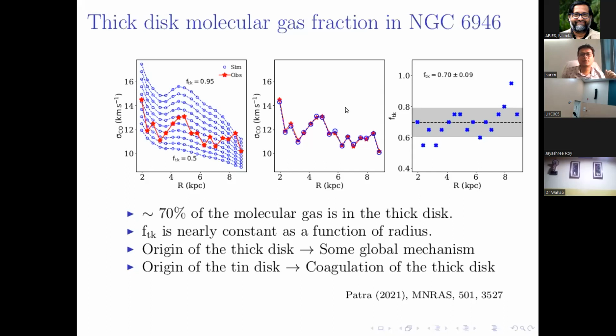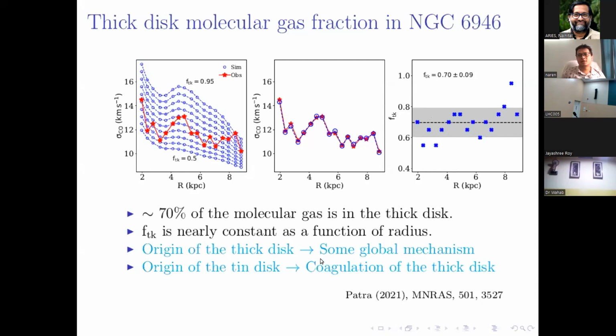From here we have calculated a very surprising result: we have found that almost 70% of the molecular gas is in the thick disk. This is done for the NGC 6946 galaxy. This is quite surprising. For the first time we have determined this thick disk gas fraction in a resolved manner at 500 parsec resolution, and this gives a hint about the origin of this thick disk gas.